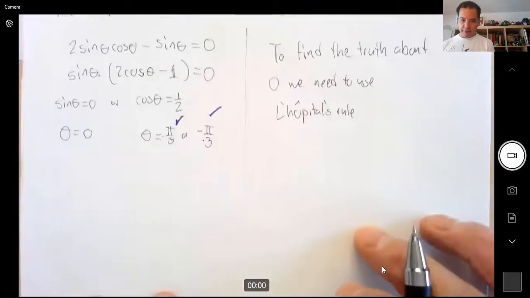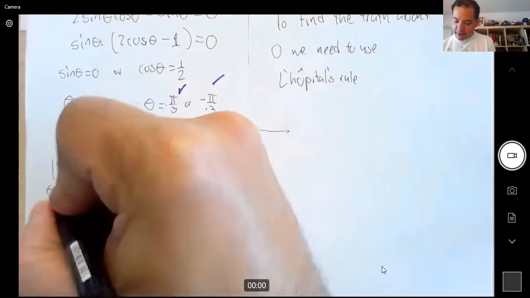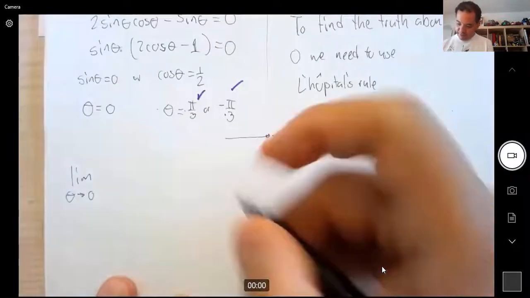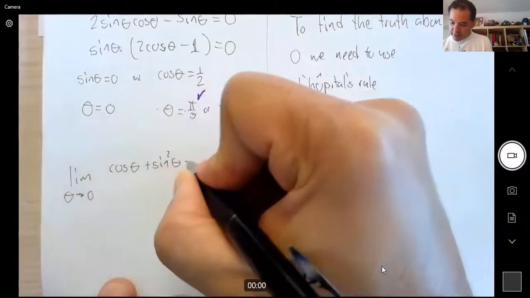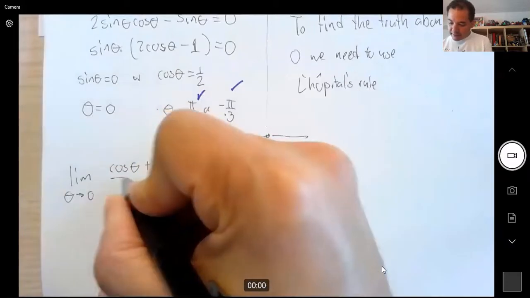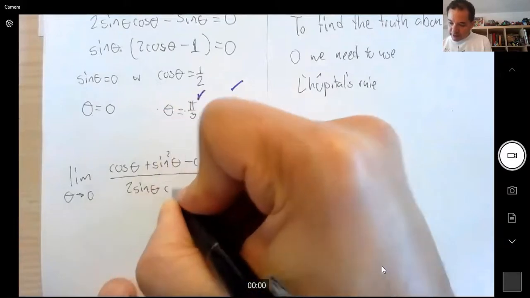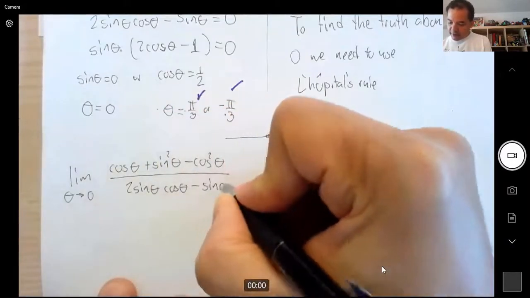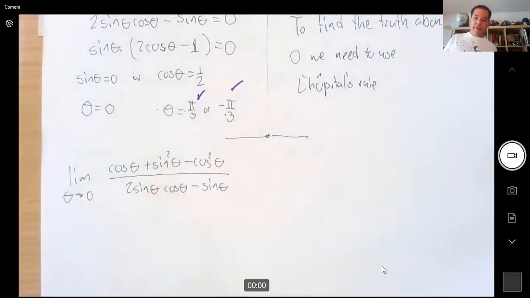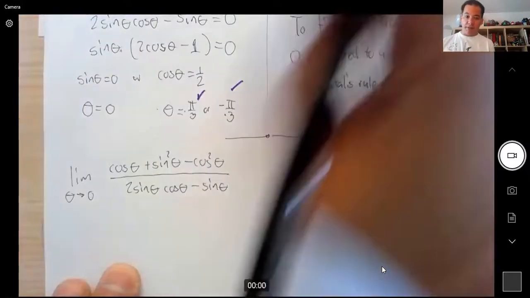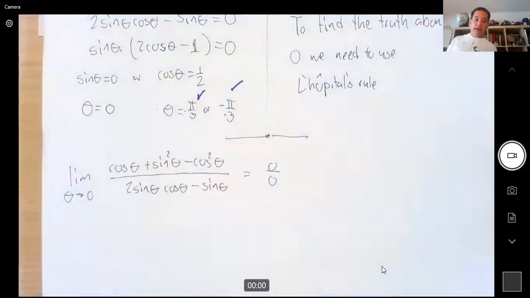All right, so specifically, we need to do the limit when theta approaches 0 of cosine theta plus sine squared theta minus cosine squared theta, divided by 2 sine theta cosine theta minus sine theta. And right now, when we plug in 0, we get 0/0, right? We verified that already because the 0 happens in both of my lists. So right now it's 0/0. So we can apply L'Hopital's rule.